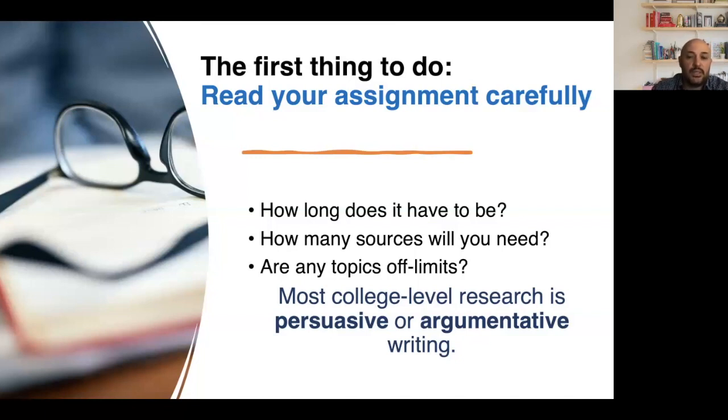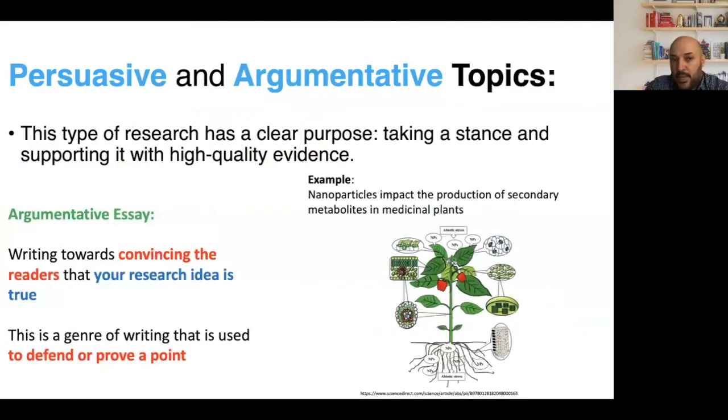But most college research is persuasive and argumentative writing. There is not really a border between them, and sometimes they are combined. Sometimes you follow argumentative with persuasive, or persuasive comes after argumentative. I give you one example of persuasive and argumentative topics. This type of research has a clear purpose, taking a stance and supporting it with high quality evidence, whether you select persuasive or argumentative, depending on your current project, past project, a new project, or just an opinion that you are selecting.